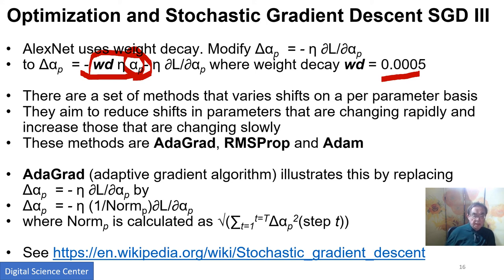And there are also a whole bunch of methods which are more sophisticated. These parameters here, eta, w, d, and m, do not depend on the parameter value. But there are other methods which look at the nature of the parameters, because some parameters can be much more important than other parameters. And these are called Adagrad, RMSProp, and Adam. These are options you can use to change the gradient descent algorithm. And here is an example of one where you actually normalize the shift according to the typical value of this function.